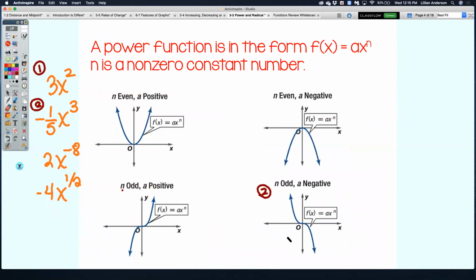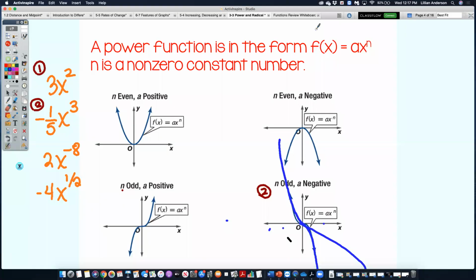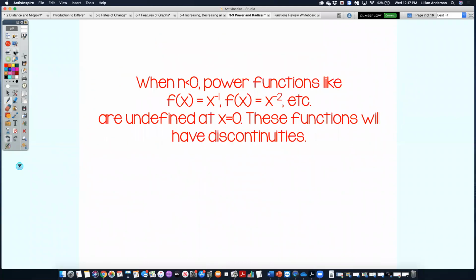And then here's the picture of the graphs one more time before we move forward. If you were curious about this negative one, we're going to talk about that right now. The fractional ones are a part of radicals, and we'll talk about that on Monday. But these are still power functions. So when n is less than 0, when your exponent, your degree, is less than 0, power functions like x to the negative 1 or x to the negative 2 are undefined at x equals 0. These functions will have discontinuities. Their domains will not be negative infinity to infinity, okay?